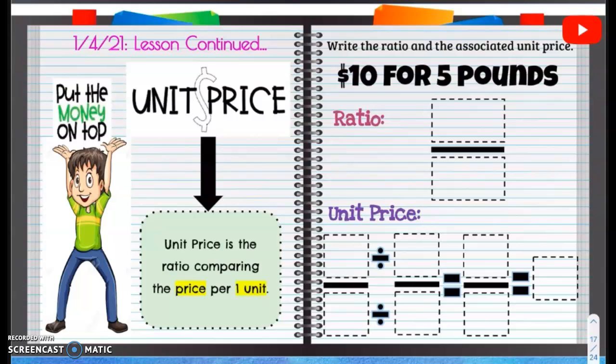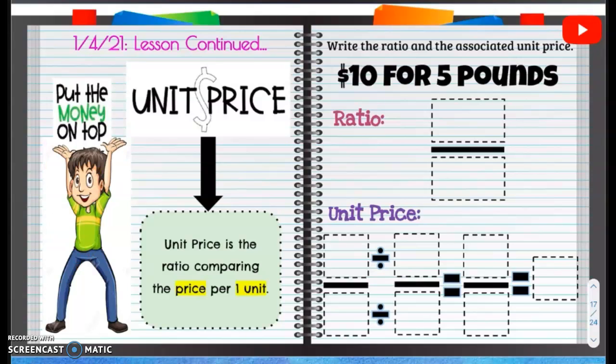So now we're going to take a look at something called unit price. Unit price is the same thing as a unit rate, it's just called unit price, meaning we're dealing with money this time. Unit price is the ratio comparing the price per 1 unit. When we're dealing with this, we're always going to put the money on top.